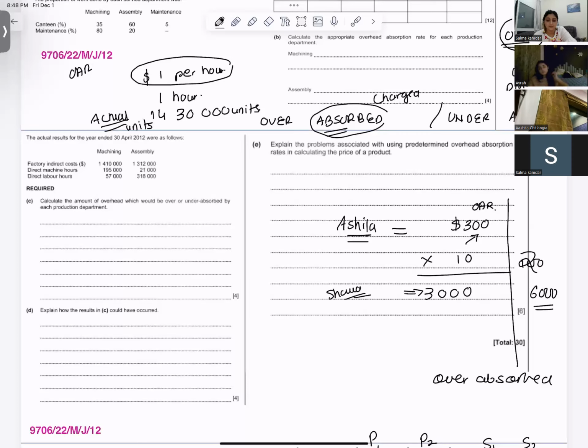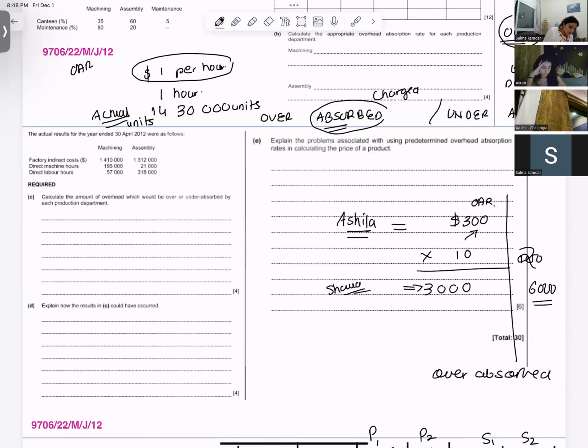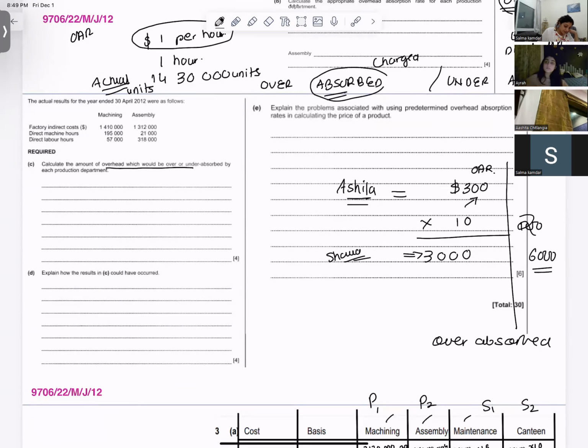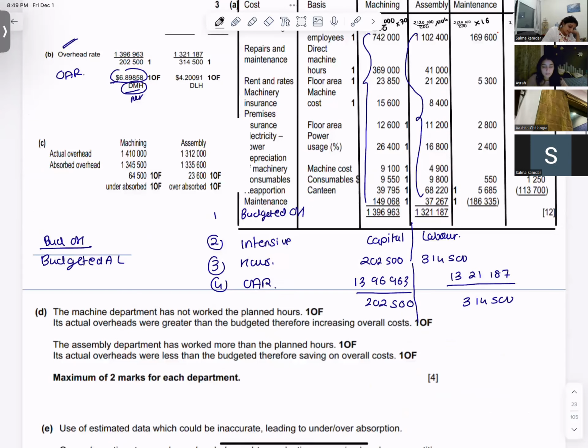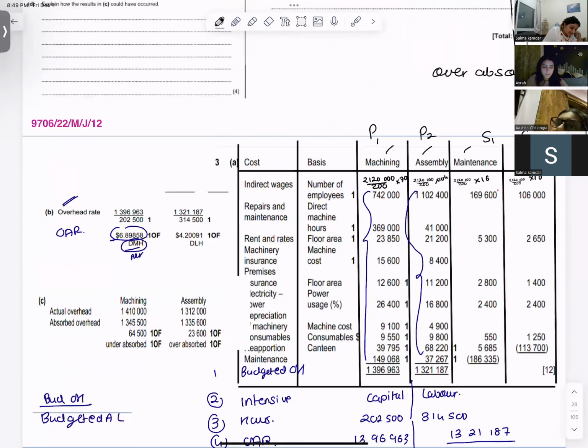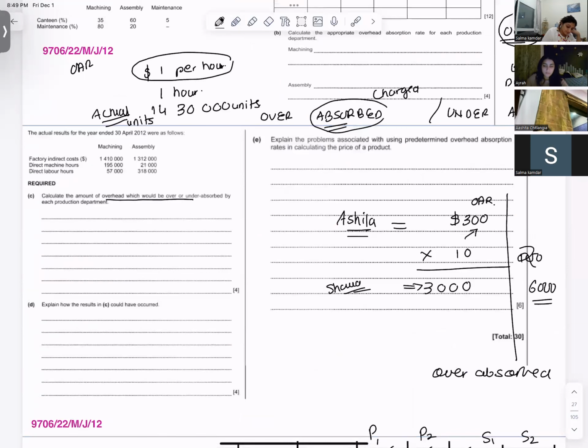So tell me, how will you calculate the amount that is over absorbed? Now over here, calculate the amount of overheads which have been over absorbed or under absorbed. Now, they are giving you some actual overheads, the actual factory indirect costs.